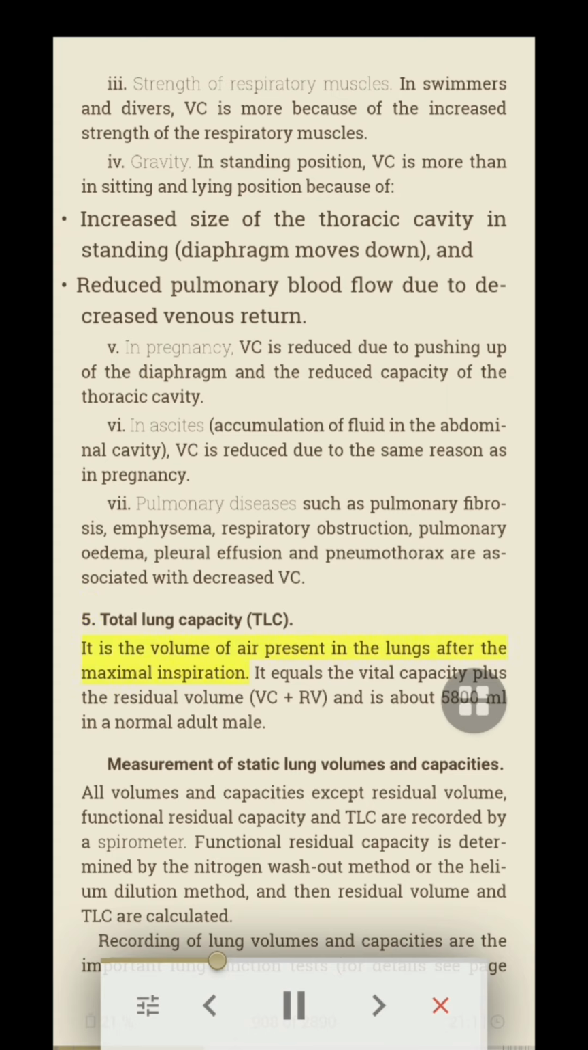5. Total lung capacity, TLC. It is the volume of air present in the lungs after the maximal inspiration. It equals the vital capacity plus the residual volume, VC + RV, and is about 5,800 milliliters in a normal adult male. Measurement of static lung volumes and capacities. All volumes and capacities except residual volume, functional residual capacity and TLC are recorded by a spirometer. Functional residual capacity is determined by the nitrogen washout method or the helium dilution method, and then residual volume and TLC are calculated. Recording of lung volumes and capacities are the important lung function tests. For details see page 473.